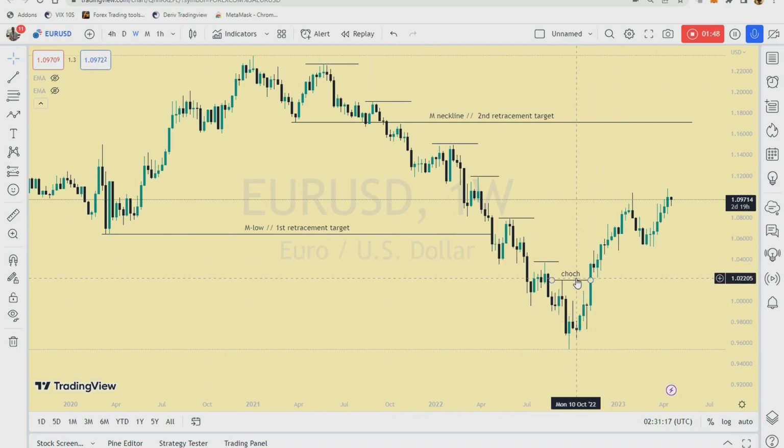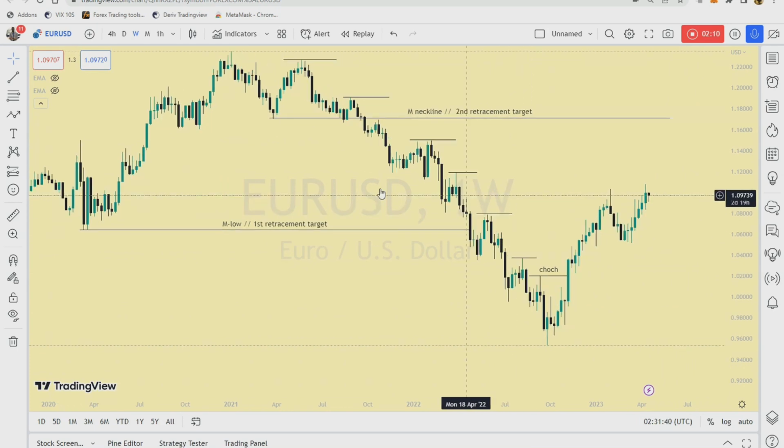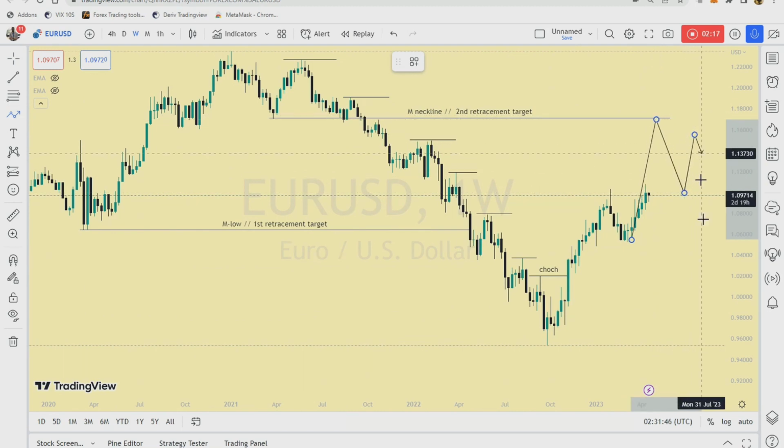So after the market has changed structure, we expect the market to start taking out all the supply zones that have been marked here. So expect the market to start taking out all the supply zones until we reach an area where there's too much supply in the market that will force the market to do what? To shift structure once again and start trading to the downside. So at least we should expect maybe something like this to happen, trade to this area, maybe change structure, and we start trading to the downside once again.